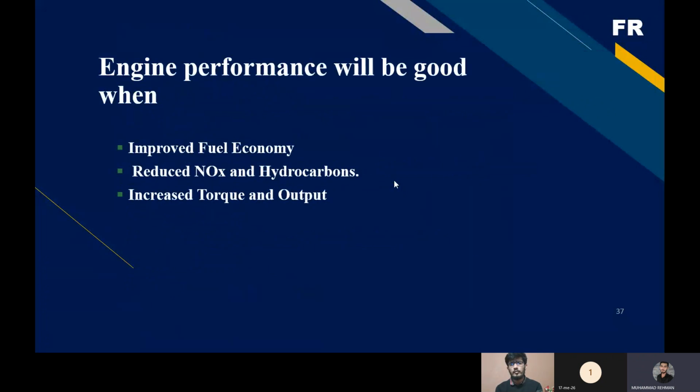Engine performance will be good when... Basically, how can we know that the engine performance has improved or is good? Engine performance can be improved in three ways. First of all, if we improve the fuel economy. Second, if we reduce the nitrogen oxides, carbon monoxide and other hydrocarbons. And third, if we increase the torque of the rotation and the output.